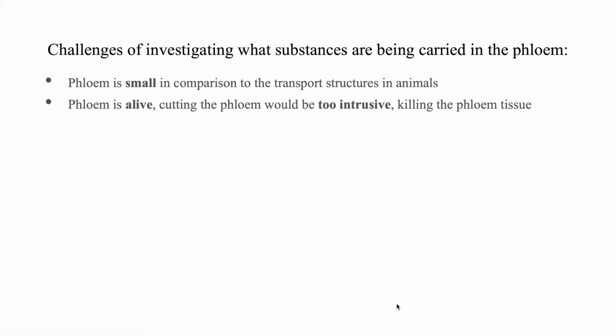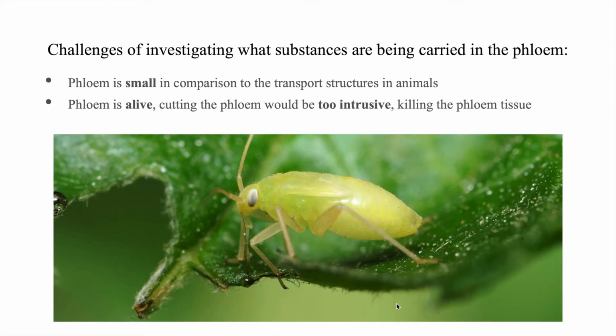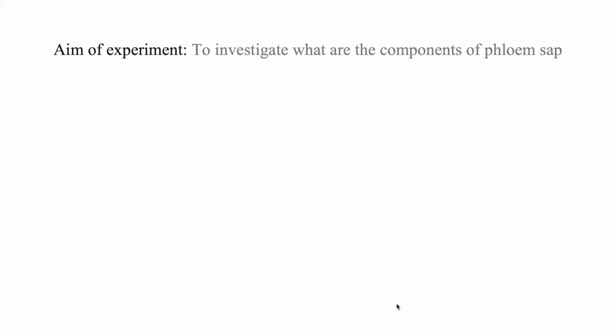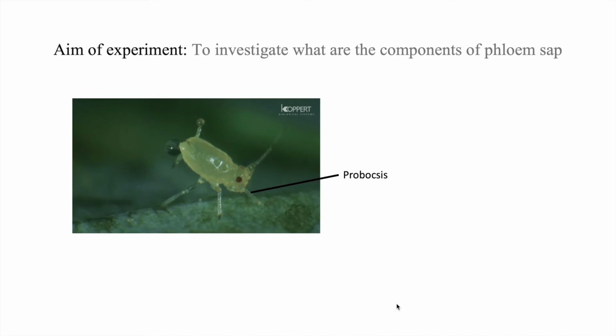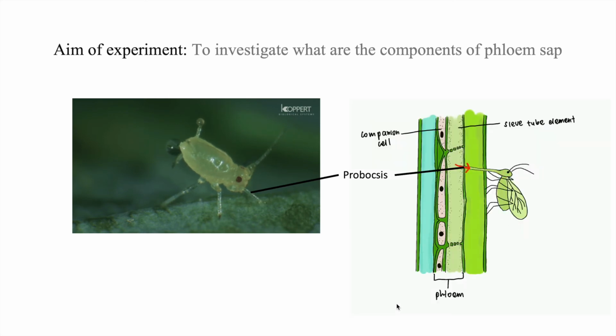The answer to this is our aphid. Aphids are insects which feed on the plant by inserting their very fine mouthparts or proboscis into the plant tissue, where they feed on the cell sap. Due to the high pressure of cell sap flowing through the plant, we can see the cell sap even being exuded from the end of the aphid.